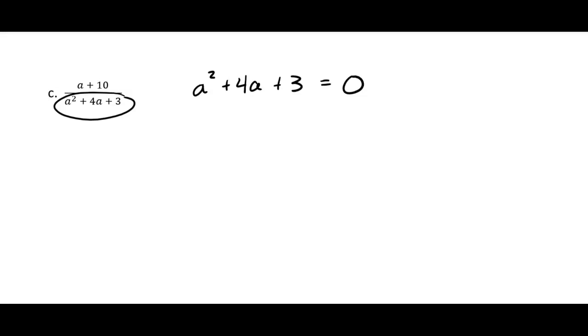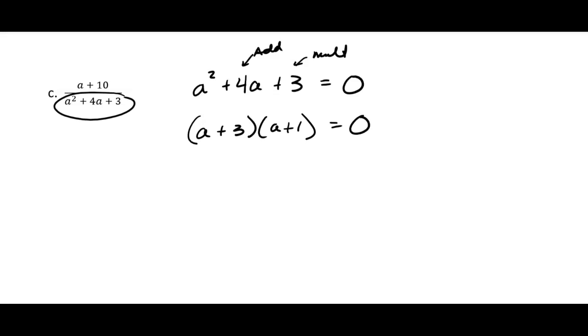So we need two numbers that multiply to be 3, add to be 4, however you set it up. Anyway, it's going to wind up being a plus 3 and a plus 1. And then remember, this is the zero product property where you set them each equal to 0. So a plus 3 could equal 0, or a plus 1 could equal 0. And then you solve those linear equations.